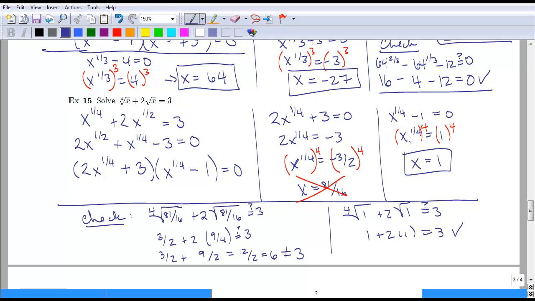So this is the end of this video. The next video will look at how we deal with complex or imaginary roots to quadratic equations.